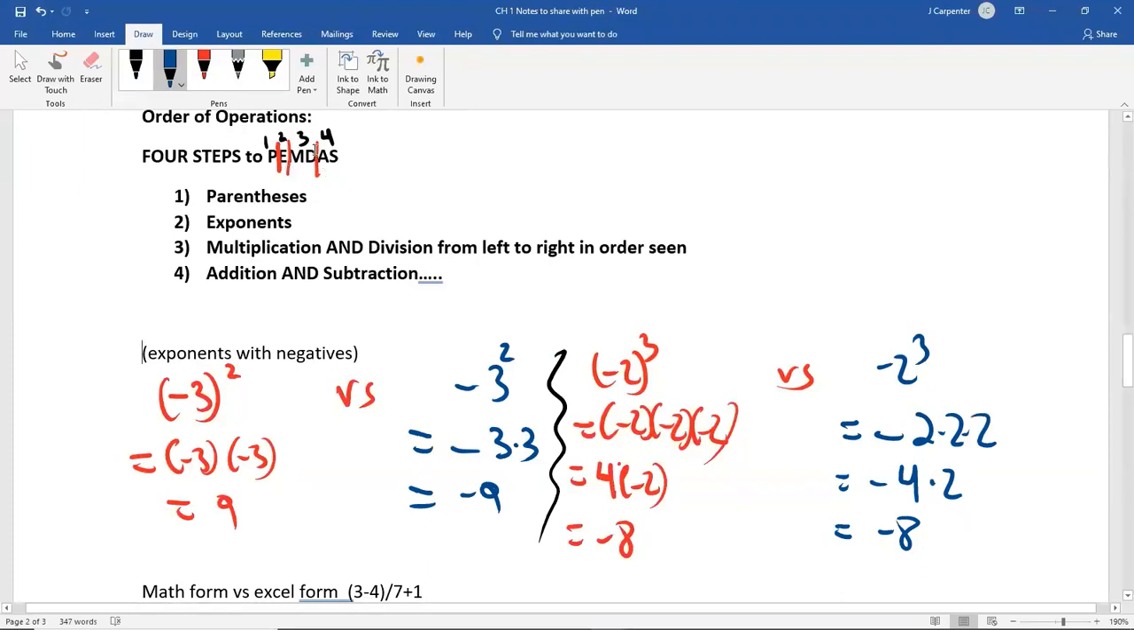4 steps in PEMDAS. Exponents with negatives, a parentheses versus not having a parentheses. It matters whether it has it or not because it will tell you whether to repeat the negative or not.